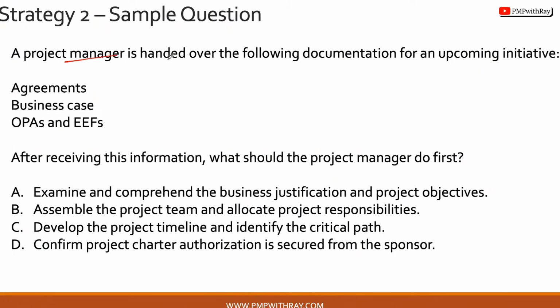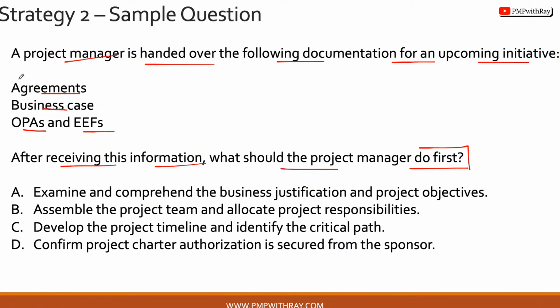A project manager is handed over the following documentation for an upcoming initiative: agreements, business case, OPAs, and EEFs. And I hope you are aware of what OPAs and EEFs mean. So OPAs are organizational process assets, and EEFs are enterprise environmental factors. So after receiving this information, what should the project manager do first? So that is the most critical thing that the question is asking.